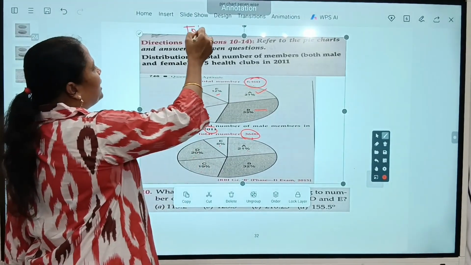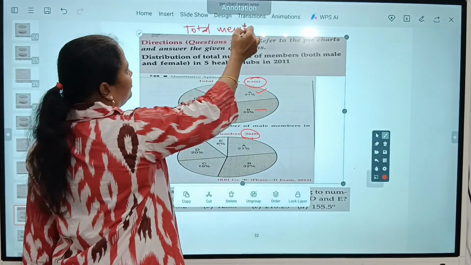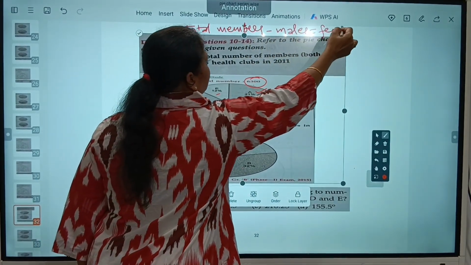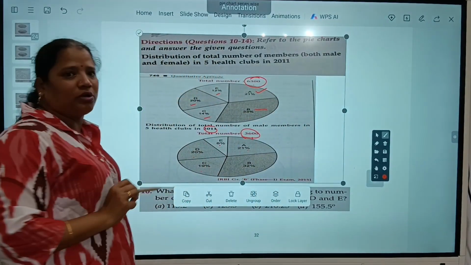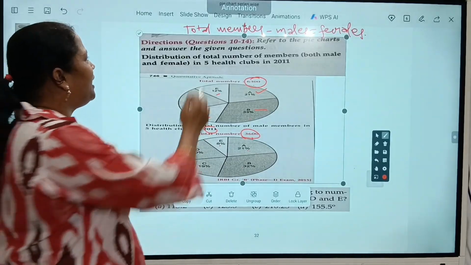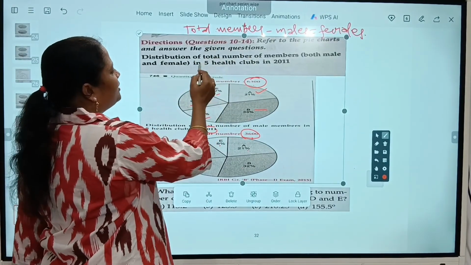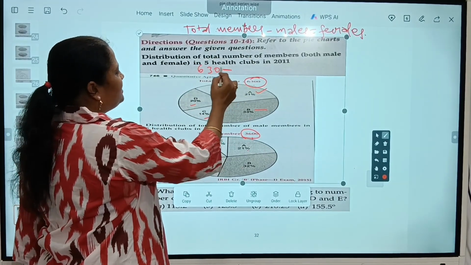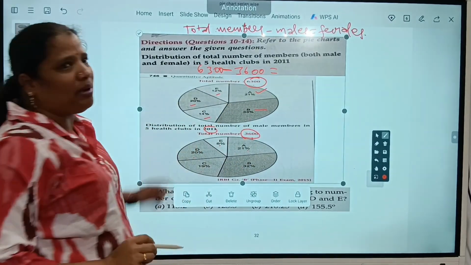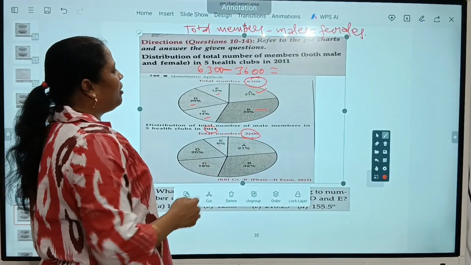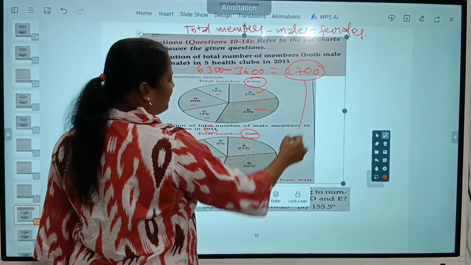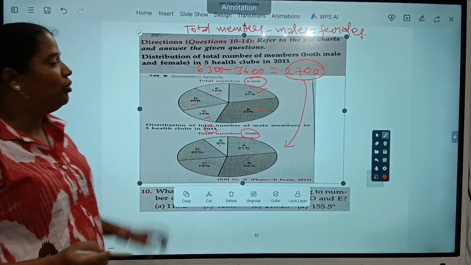We have to take the total members minus males. If we do, we will get females. This procedure I will apply now and I will solve these two pie charts. Here total members are given 6,300 minus male members how much? 3,600. Remaining the female members how much? It will be around 2,700. In this 2,700, how much percentage? That pie chart we have to draw now.